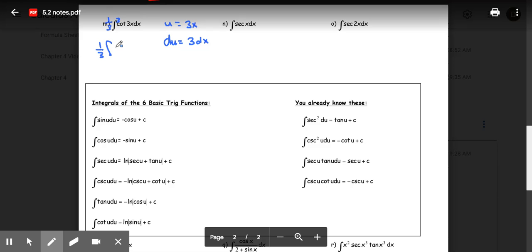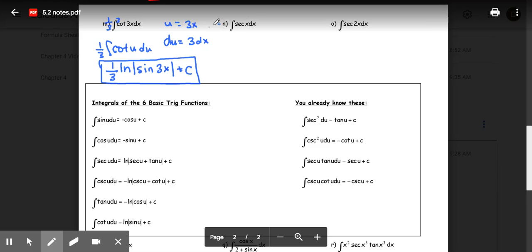Get 1/3 the integral of cotangent of u. The u replaces the 3x. The 3 dx gets replaced by du. And this integrates, go down here, to the natural log of the absolute value of sine. So this turns into 1/3 the natural log of the absolute value of sine of u, which I'm going to plug in, which is 3x, plus c. All right, so it's really simple with having a formula sheet right now.